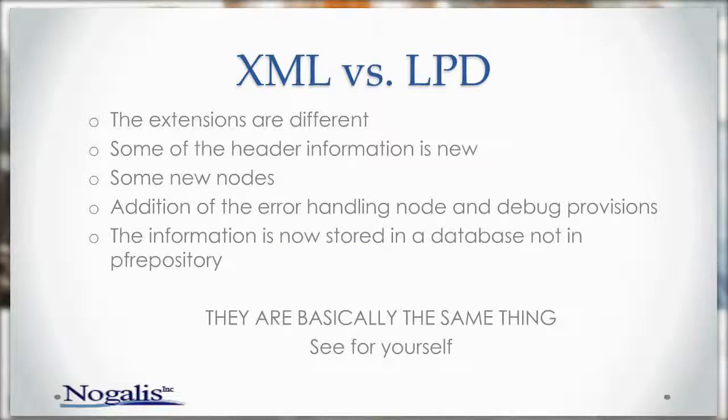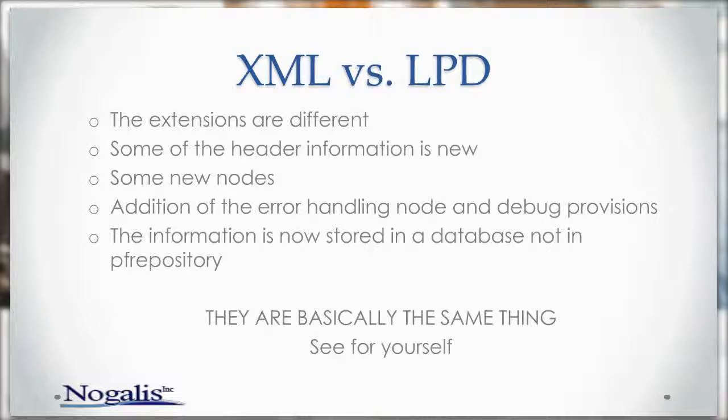So I think that's the Landmark process something D. Not sure what the D stands for. So anyway, really all it is, the extensions are more or less different. There's some header information in the new one that's different. There's a couple of new nodes, right? There's the Landmark node that is very prevalent and very much used within LPD.